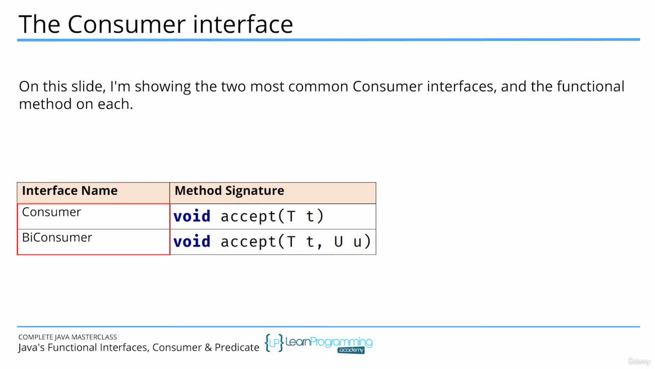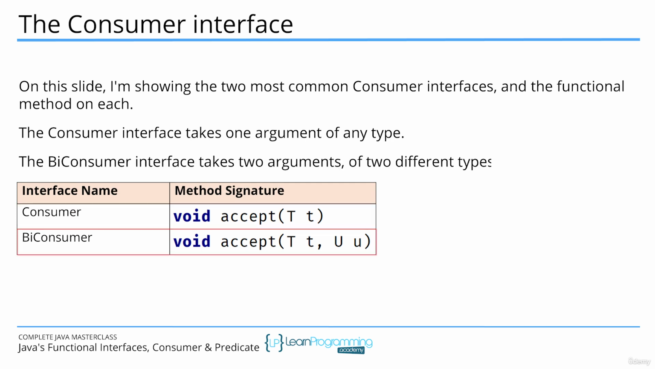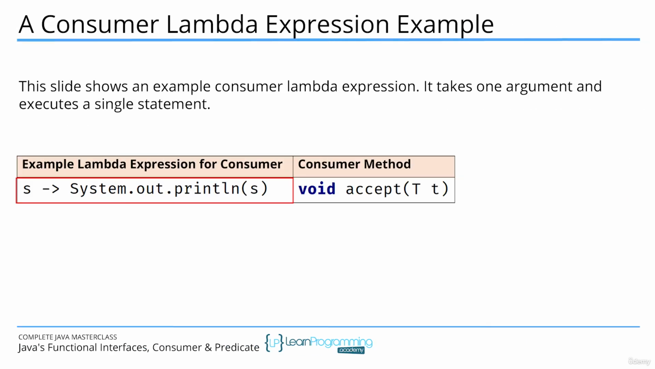On this slide, I'm showing the two most common consumer interfaces and the functional method on each. The consumer interface takes one argument of any type. The bi-consumer interface takes two arguments of two different types. This slide shows an example consumer lambda expression. It takes one argument and executes a single statement. No result is returned. You saw an example of the single argument consumer using the forEach method on a list of strings to print out each string.